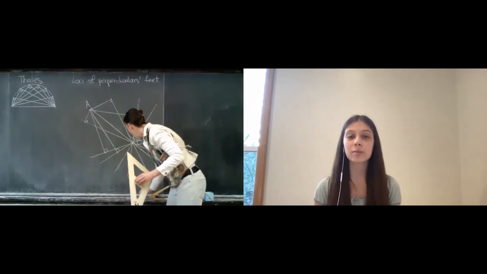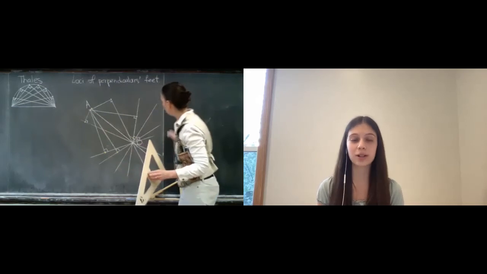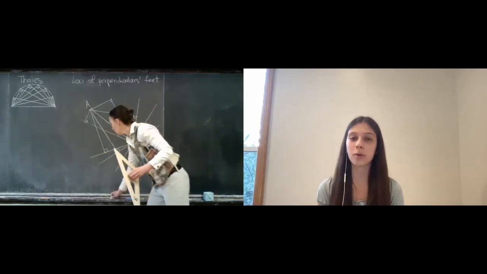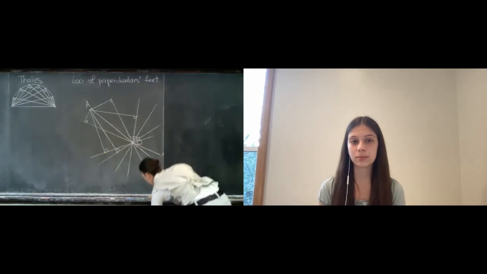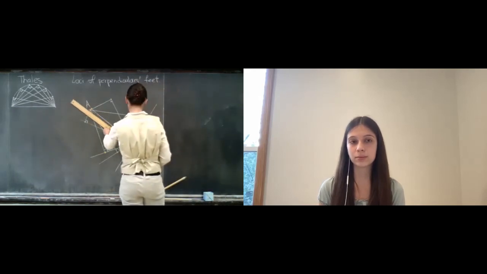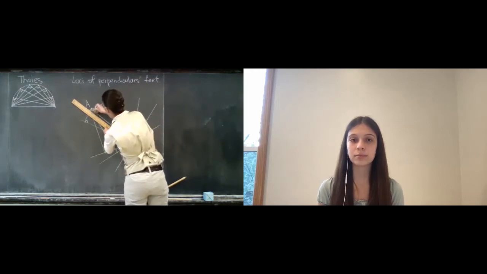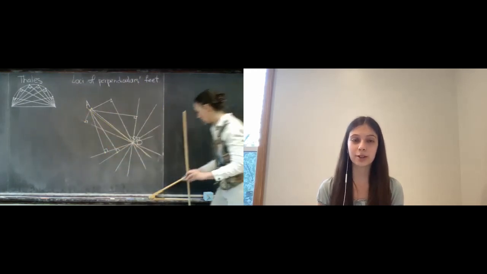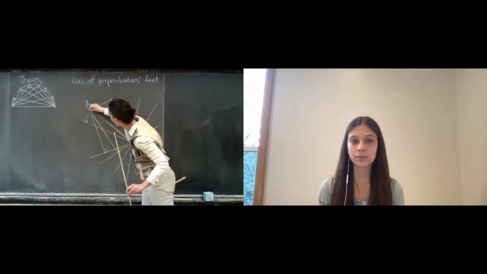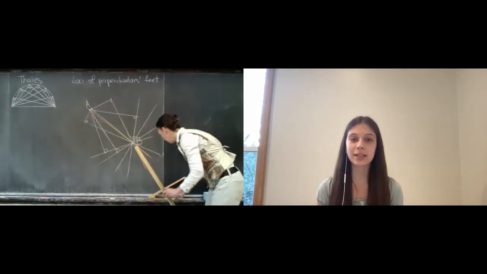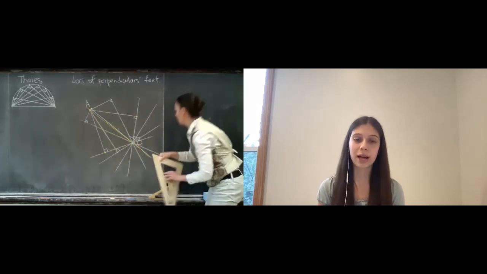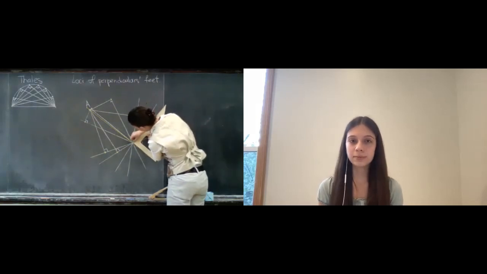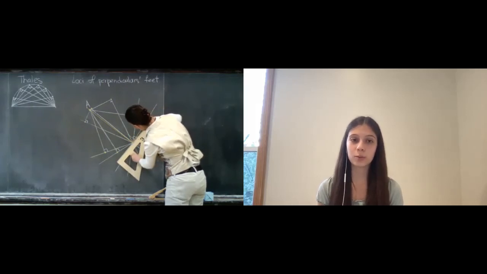And while a lot of lines can be drawn that pass through point B, there are two special ones. So the first one is a line that passes not only through point B, but also through point A. And this line's perpendicular foot is point A. And the second line is perpendicular to that line, passing through point B. And its perpendicular foot will be point B.